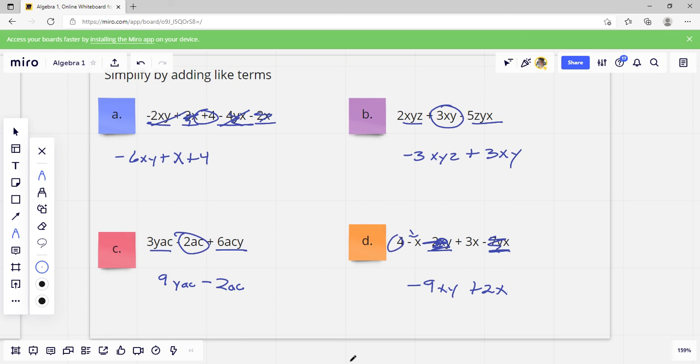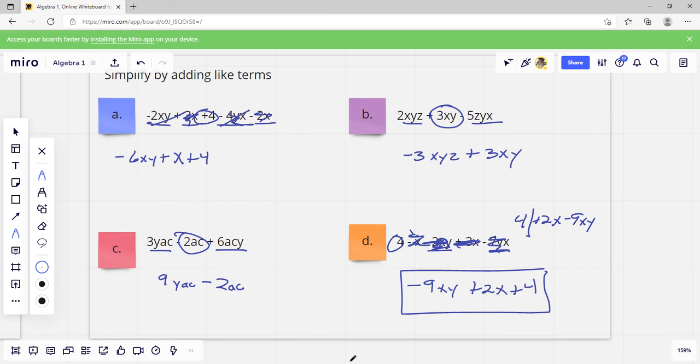And then I'm left with this 4 on the end, right? I've used up all this. Just left with the 4, and that would be plus 4 because it doesn't have a negative sign. There's that one. Negative 9xy plus 2x plus 4. Or you could write it in the other order. You could have written 4 plus 2x minus 9xy.